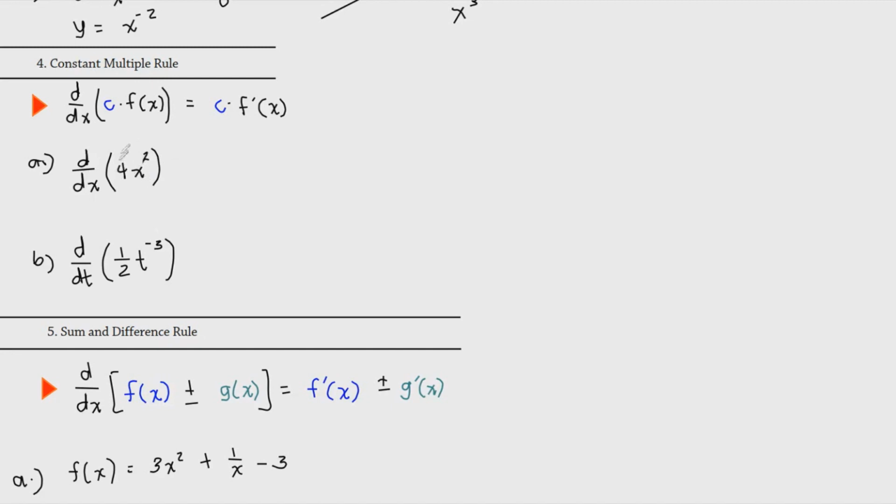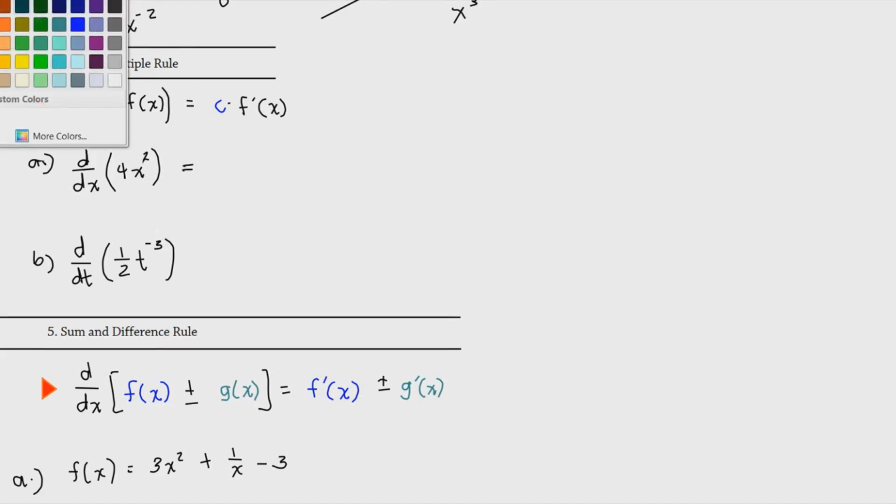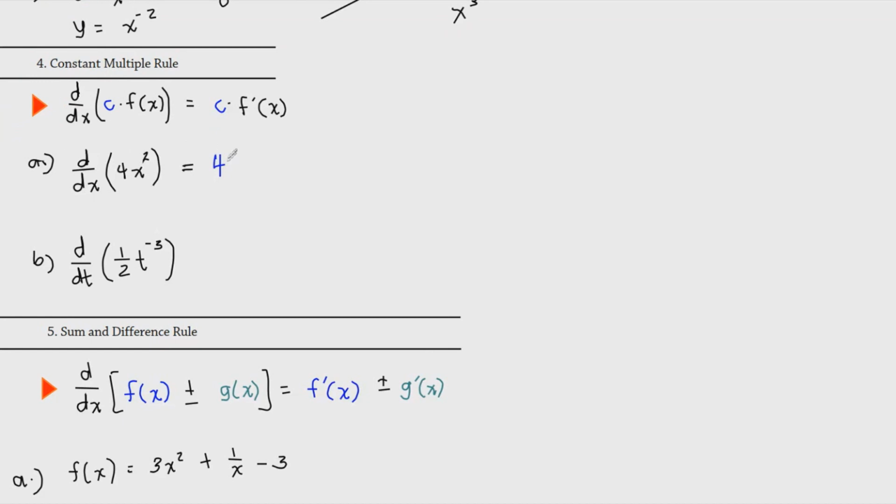What we have here is 4 being our constant. Based on the rule, I just have to write 4 and then multiply it with the derivative of our function, and the function here is actually x squared. So I need to take the derivative of x squared, which from our previous rules, the power rule, gives 2x. So I'll have an answer of 8x dx for this problem.